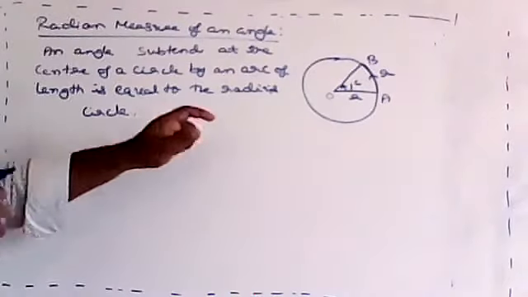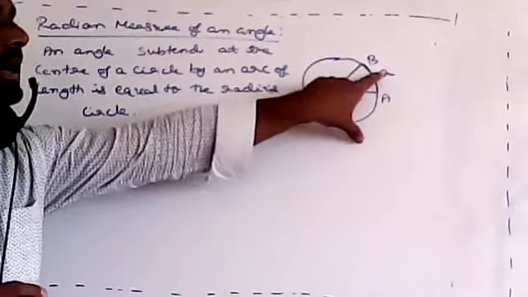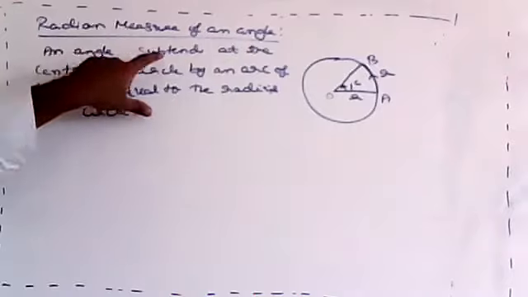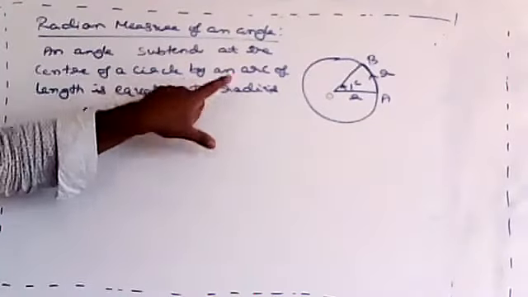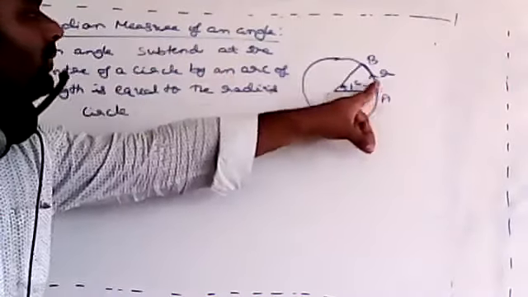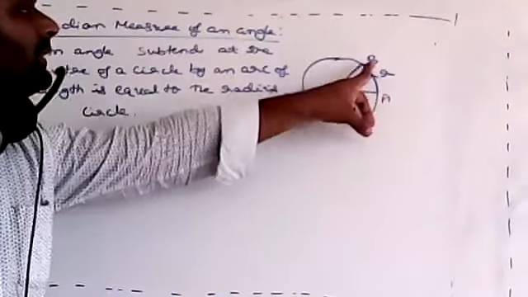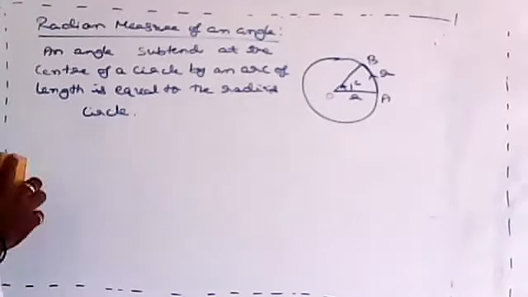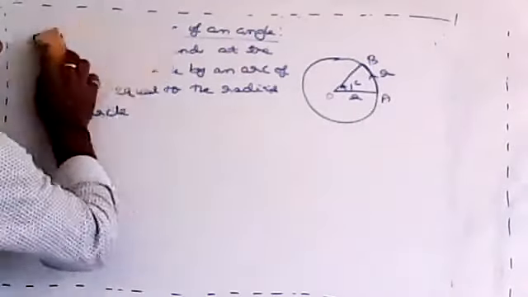Okay, correct or not? Here I have taken the radius and the arc length as 1. So we denote it by 1 radian. Correct or not? The angle subtended at the center of a circle, this one, by an arc of a length, this one, is equal to the radius of the circle. Okay, it's called radian measure of an angle. Clear?